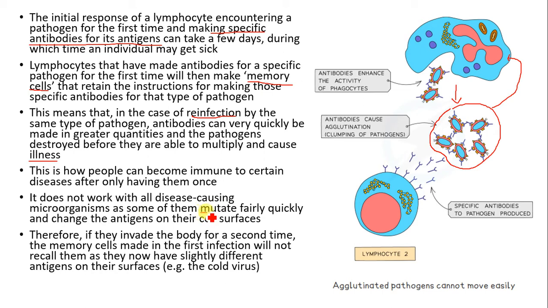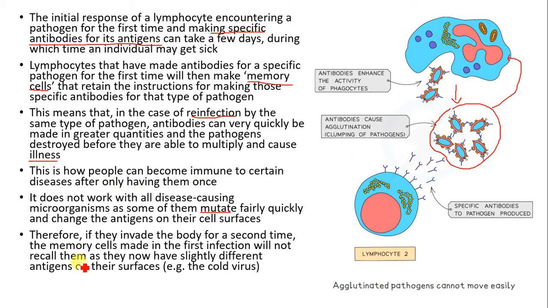That means when they mutate fairly quickly, they change the antigen on their cell surface. So if the antigen changes on their cell surface, the particular memory cells for antibodies will not work for the new microorganism that has mutated. So the body system needs to produce other antibodies that will be able to clump to that pathogen.